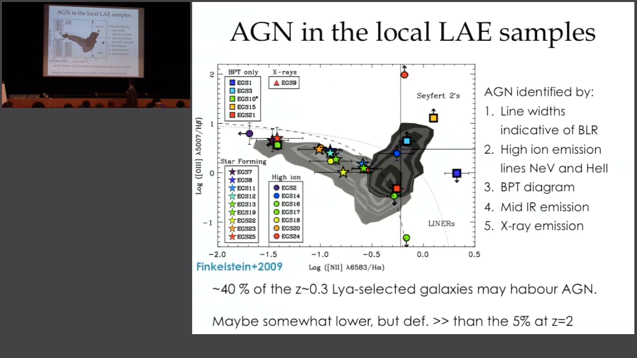Now you can argue, of course, that some of these high-ionization lines could be made by very hot stellar populations. We could bring this number down somewhat, but the bottom line is that you're not going to bring this number of 40% down anywhere near the 5% that you see in narrowband-selected Lyman-alpha surveys at redshift 2, and maybe even, well, almost certainly even lower at higher redshift. So there are more AGN in a purely locally selected Lyman-alpha sample.